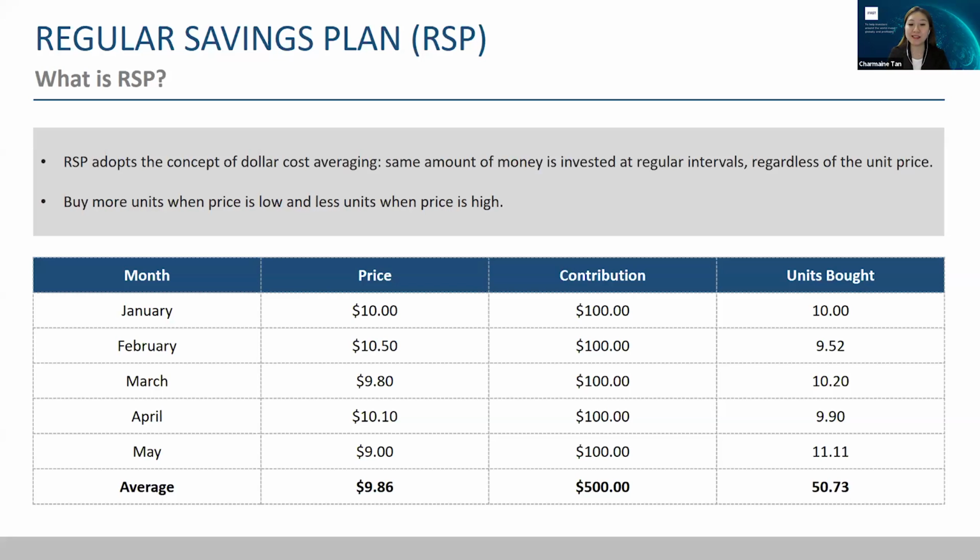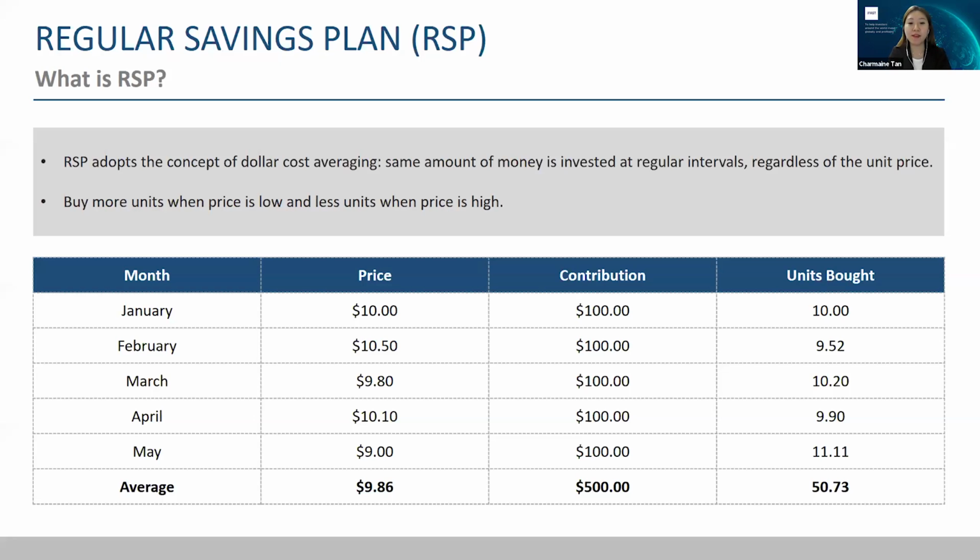price is high. So in this simple example shown on the screen, without taking fees into consideration, an investor chooses to set aside, let's say, $100 each month in a particular investment product. In the month of January, the price of the product is $10, which means that the investor is able to get 10 units with his contribution of $100. In the next month, February, the price goes up to maybe $10.50 per unit. But because the contribution is still the same at $100, the amount of units bought is lower than the previous month. The investor will only get about 9.52 units.